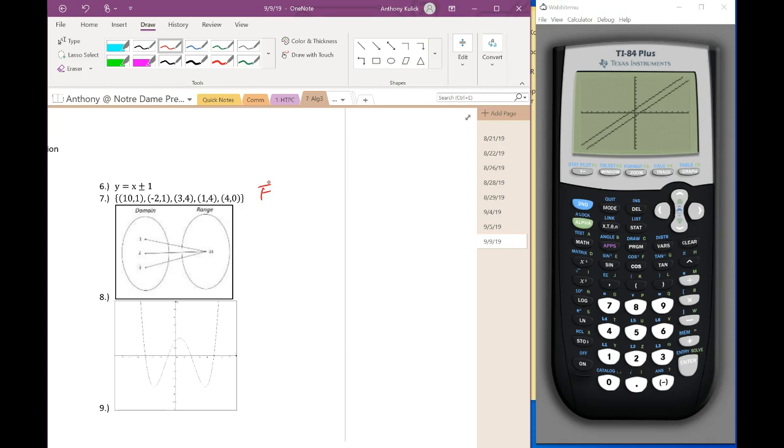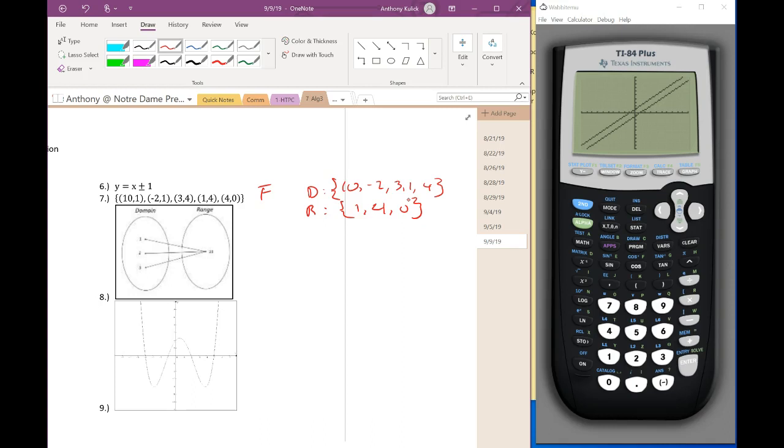All right. And then the domain and range for this. Again, yep. And the range? Correct. Everybody's happy with that one?